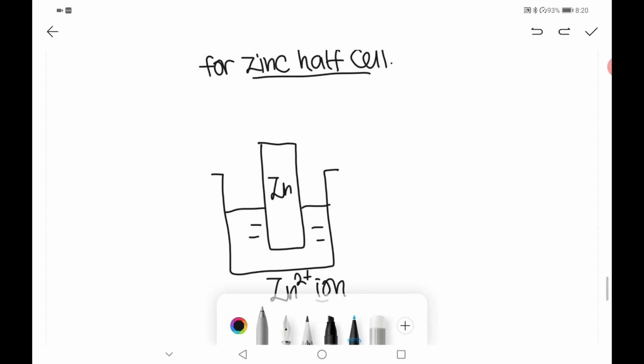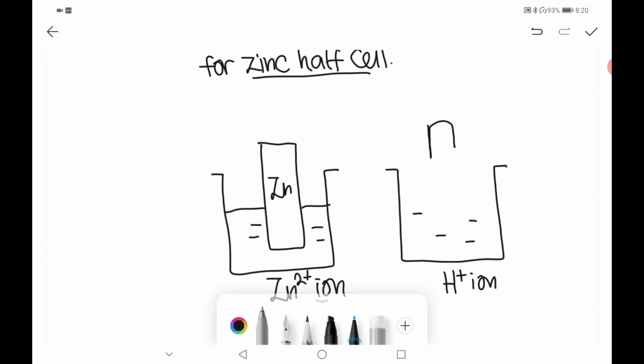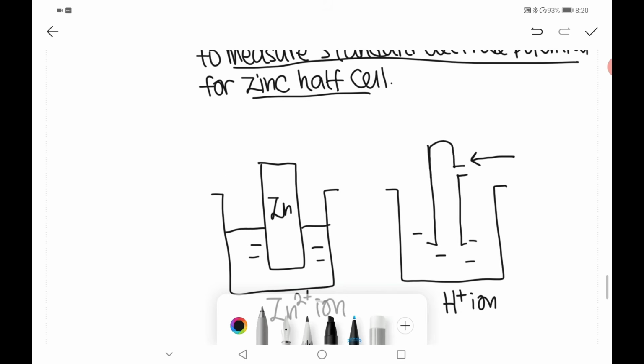To draw the standard hydrogen electrode, we draw another beaker. In the beaker we have H plus ion. The H plus ion is a solution, so we need a dotted line. Hydrogen can also be hydrogen gas. We don't want to let the hydrogen gas run away, so you must have a tube with an opening, and you let the hydrogen gas come in.